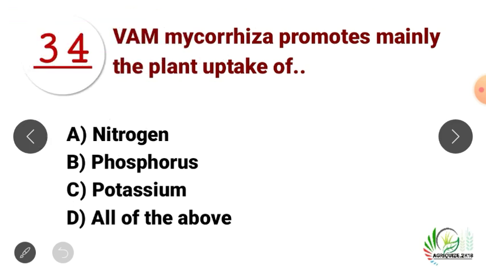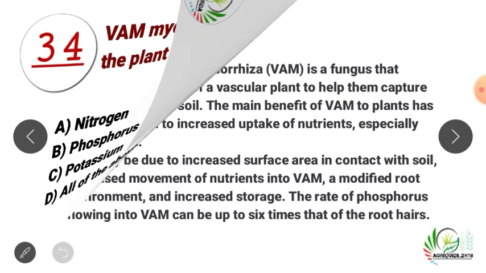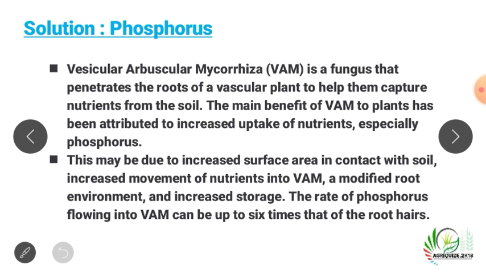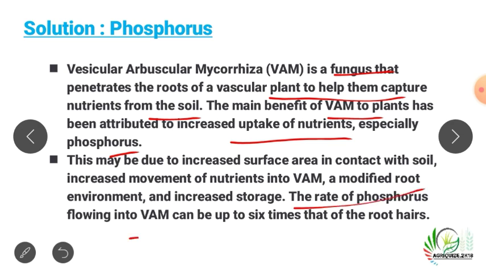Question 34. VAM mycorrhiza promotes mainly the plant uptake of. Your option B is correct, phosphorus. Vesicular arbuscular mycorrhiza, VAM, is a fungus that penetrates the roots of vascular plants to help them capture nutrients from the soil. The main benefits are better plant growth and increased uptake of nutrients, especially phosphorus. The rate of phosphorus flowing into hyphae can be up to 6 times that of root hairs.